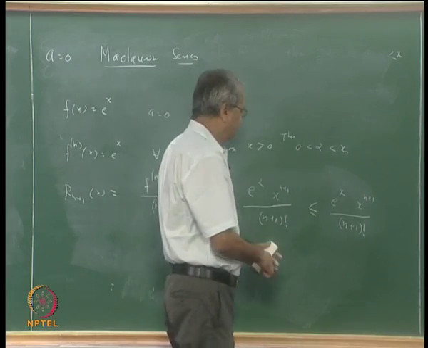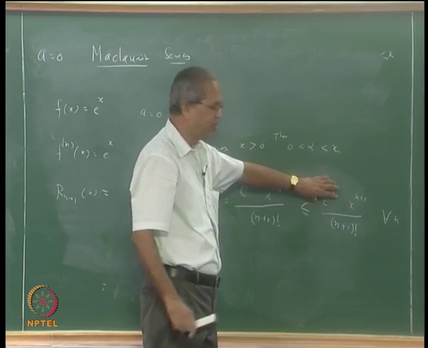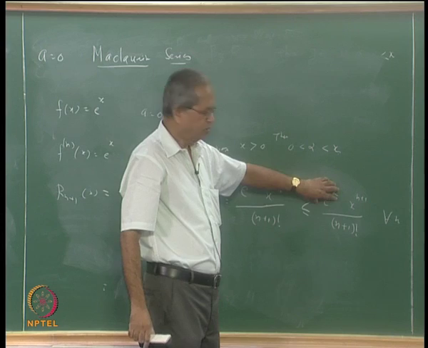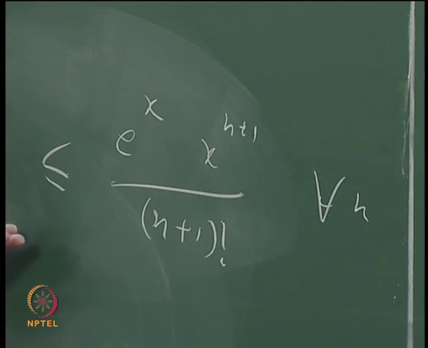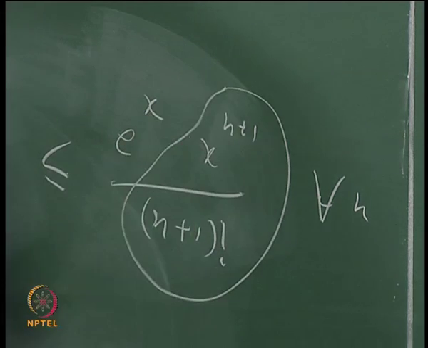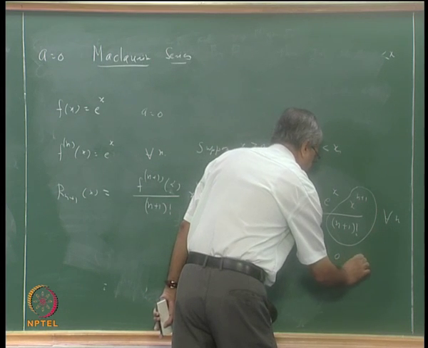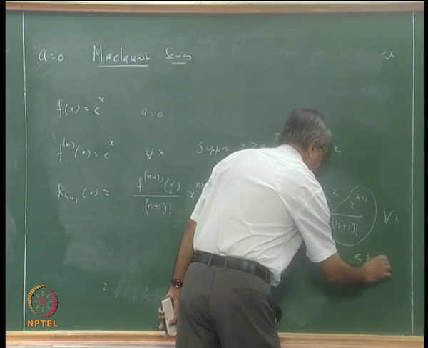Now this is true for all n, and the factor e to the power x does not depend on n. So whether this tends to 0 or not depends on whether x to the power n+1 divided by (n+1) factorial tends to 0 as n goes to infinity. And what is the answer for that? It is a well known limit. So this tends to 0 as n tends to infinity. One can give several arguments for that.